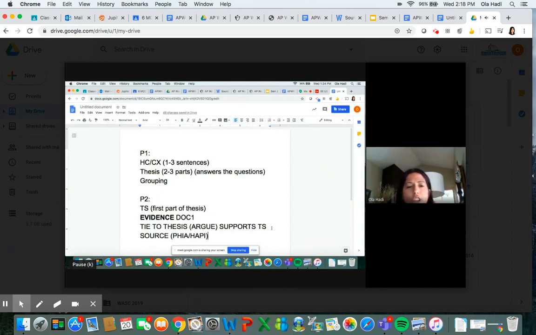But make sure that when you say something about sourcing, you explain how it affects the document. This person is trying to convince you to vote for Republicans, which is why they say blah, blah, blah. Make sure that you connect it back to the document.